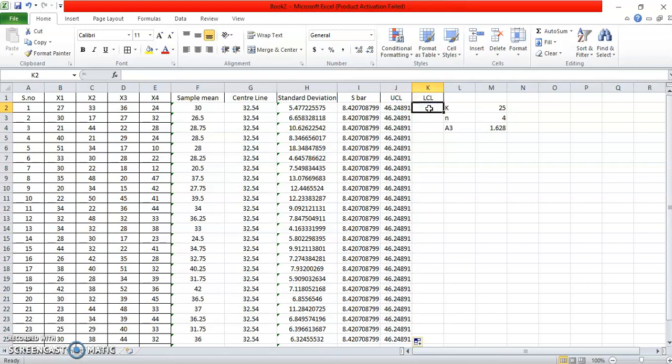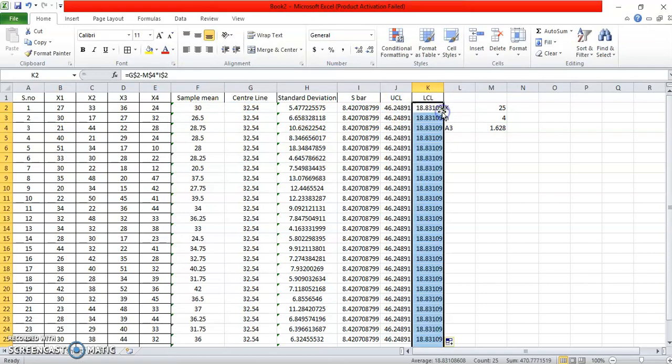For the lower control limit, you have to again use the formula: your central line, X double bar, minus your A3 value into S bar, right? So what we are going to do here is put a $ sign, which makes it very convenient to get the values for all the data points. Just put a double click here.